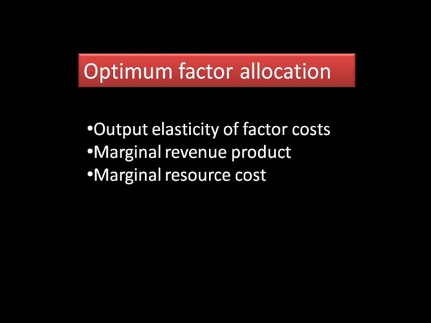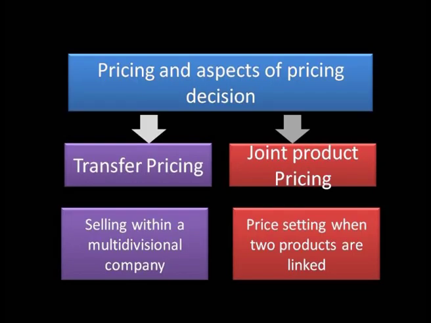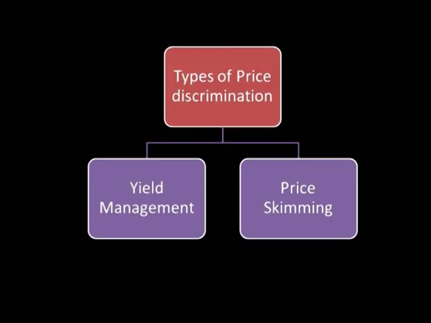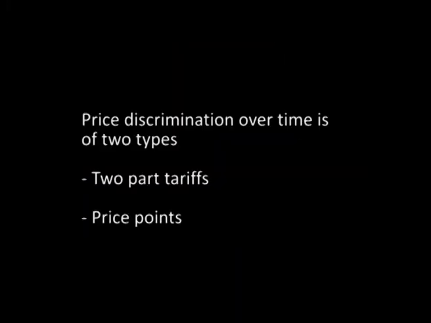factor costs, marginal revenue product, marginal resource cost, pricing and various aspects of the pricing decision, transfer pricing, selling within a multi-divisional company, joint product pricing, price setting when two products are linked, price discrimination, different prices to different buyers, types of price discrimination, yield management, price skimming, price discrimination over time, two-part tariffs, charging a price composed of two parts, usually an initial fee and an ongoing fee.